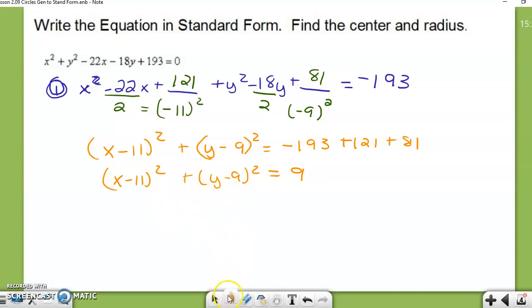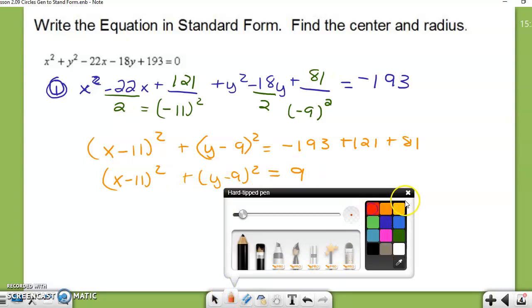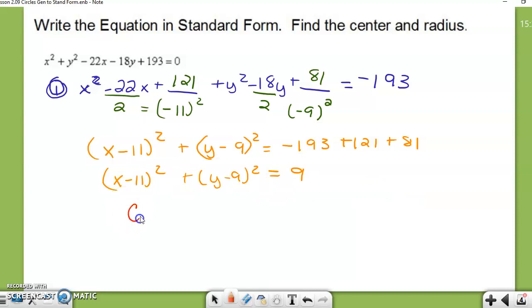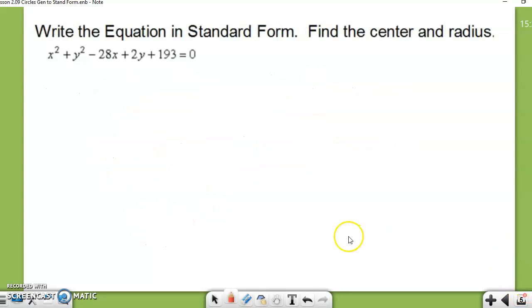Simplify. Now I know my center and my radius. So I'm in standard form. My center is 11, 9. The negatives are with the formula. Square root of 9. Okay. All right, how about you guys try this one?